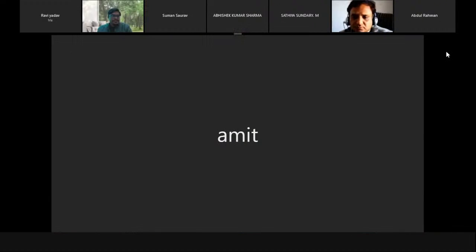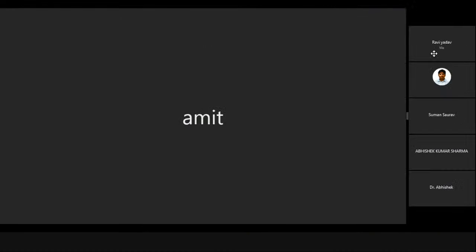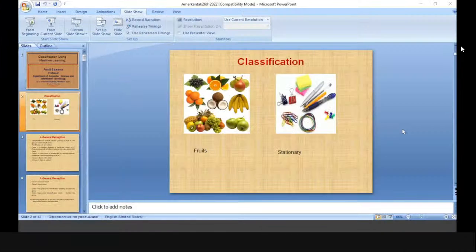Okay. So there are two categories of items, objects on this screen. On the left side, you can see the fruits category where all the fruits are there: banana, apple, mango, grapes. On the other side, you have stationery, where you can see different items related to our office work, our teaching, learning. So there are two categories of items.